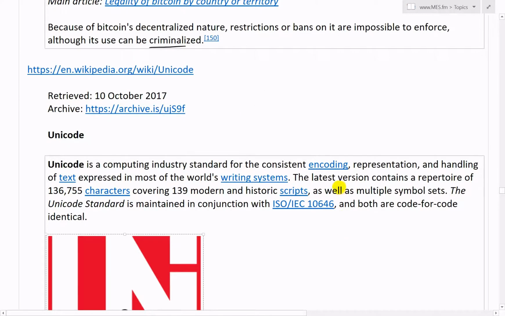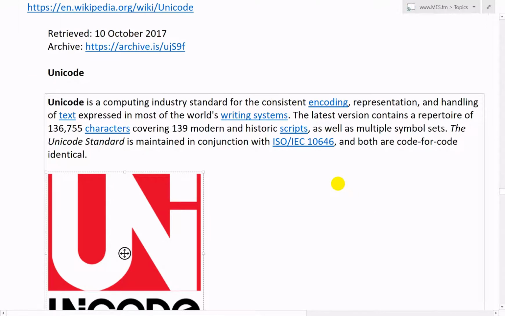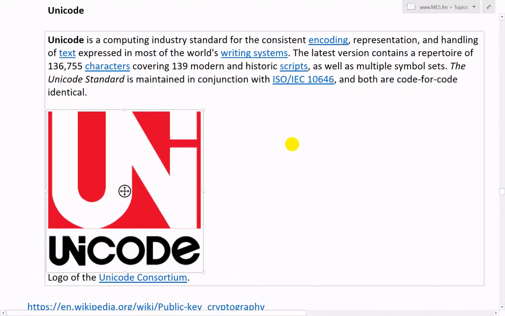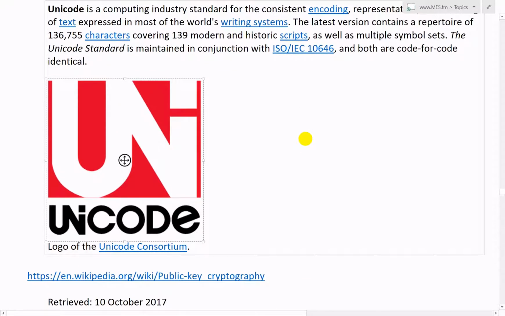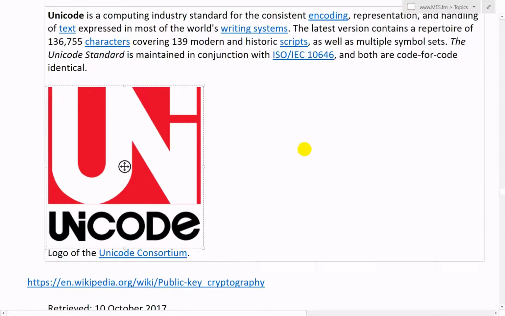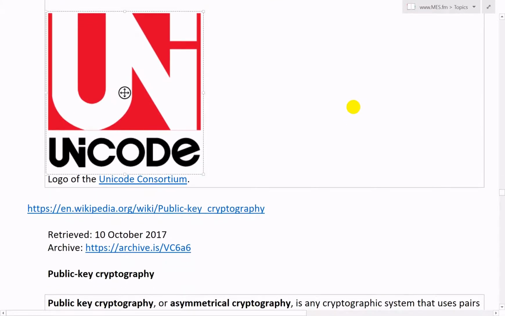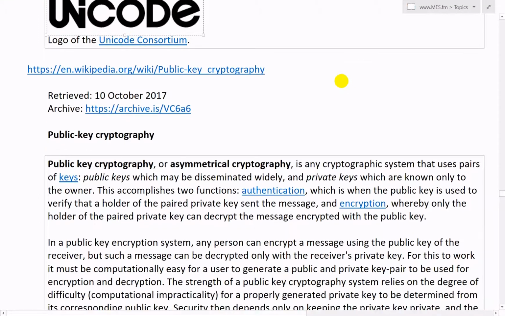So Unicode, just a reference. Unicode is a computing industry standard for the consistent encoding, representation, and handling of text expressed in most of the world's writing systems. The latest version contains a repertoire of 136,755, or just over 136,000 characters, covering 139 modern and historic scripts, as well as multiple symbol sets. The Unicode standard is maintained in conjunction with ISO/IEC, and both are code-for-code identical. So in other words, these are just some coding standards. If you're going to build a computer, a new program, you can just download all this and have them there. Your computer can run them and whatnot.